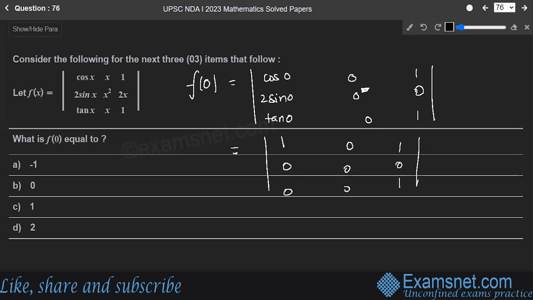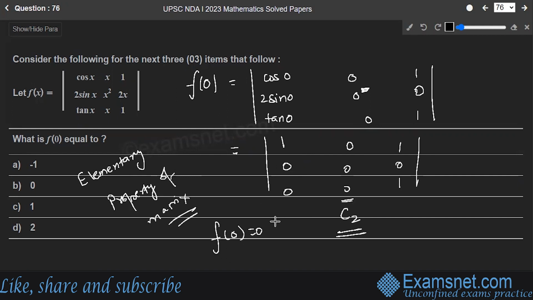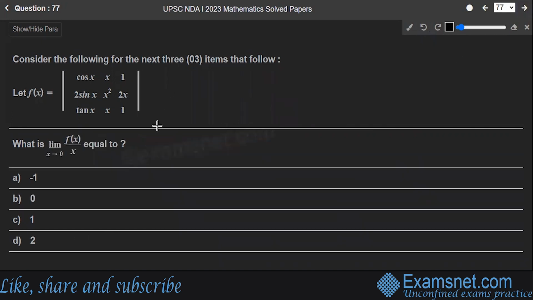Since all the elements of the second column are 0, therefore by the elementary property of matrix, f of 0 is equal to 0 because the whole C2 column is 0. So option B is the correct answer. Hope you got this. Next is the 77th question.